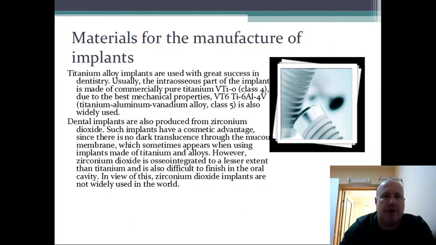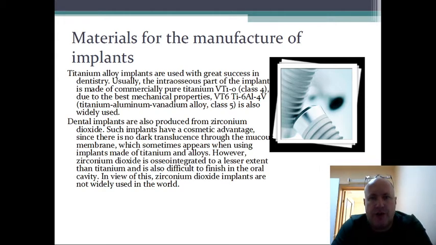Materials for the manufacture of implants. Titanium alloy implants are used with great success in dentistry. Usually the intraosseous part of the implant is made of commercially pure titanium VT1-0 class 4 due to the best mechanical properties. VT6 titanium aluminum vanadium alloy class 5 is also widely used.